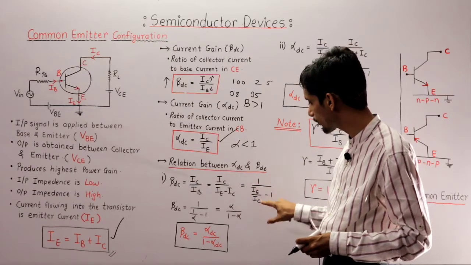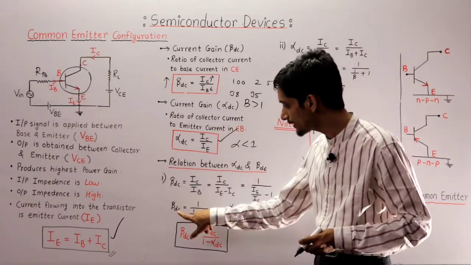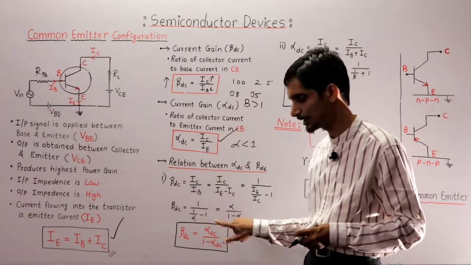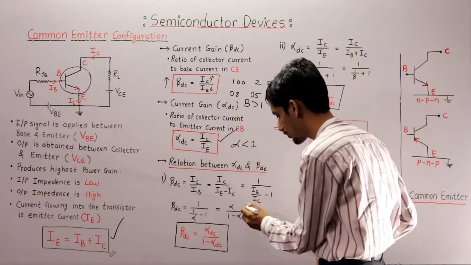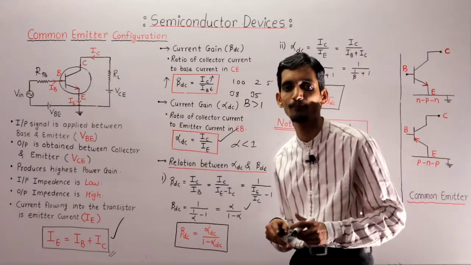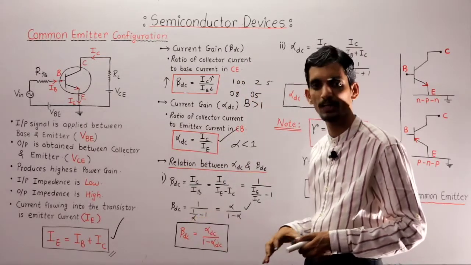So beta is equal to 1 upon (IE upon IC minus 1). So this beta DC is equal to 1 upon (1 upon alpha minus 1), which comes out to be what? Alpha upon 1 minus alpha. So beta DC is equal to alpha DC upon 1 minus alpha DC. So this is an important relation between beta and alpha.